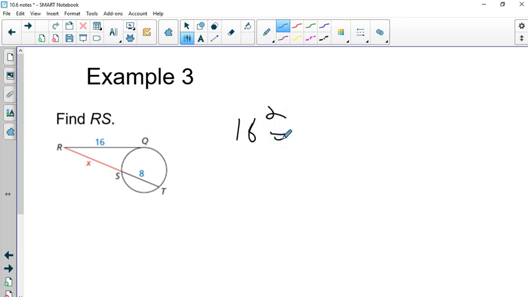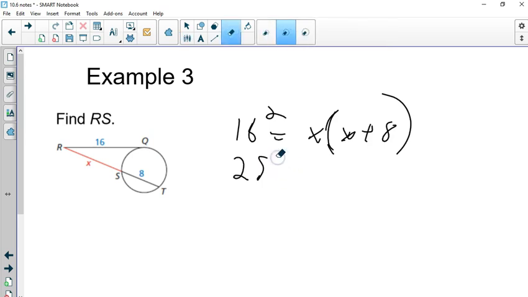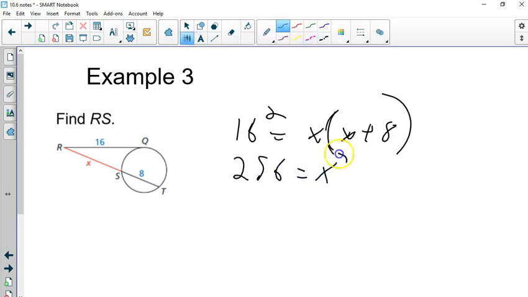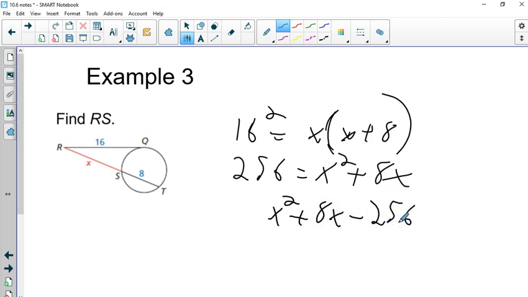And then we're going to do the same thing we just did. The outside times the entire segment. So x plus 8. So when I square 16, I'm going to get 256. That's supposed to be a big 6 to go with the big 2 and the big 5. Equals x squared plus 8x. Now I'm going to move the 256 over and get x squared plus 8x minus 256 equals 0.